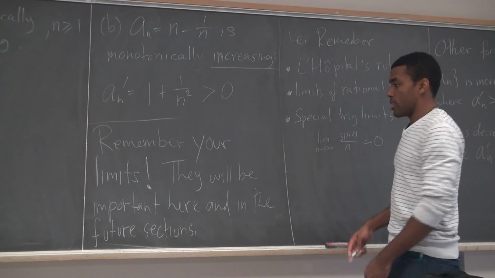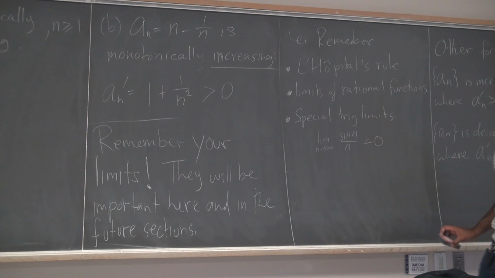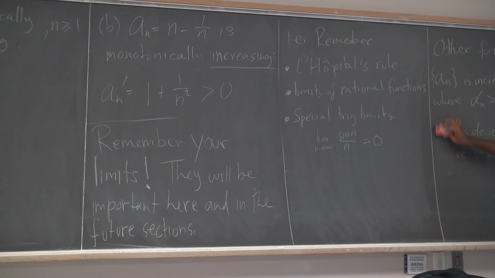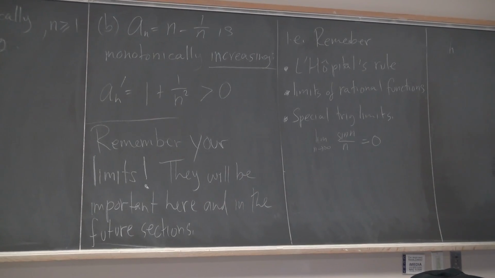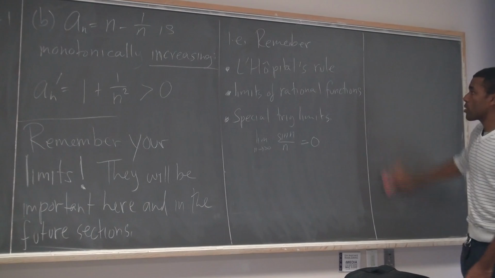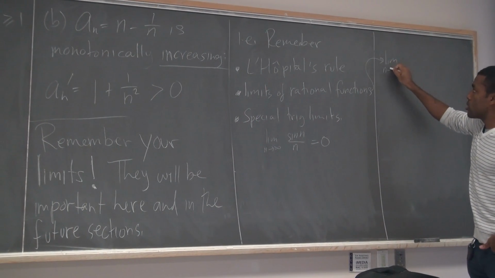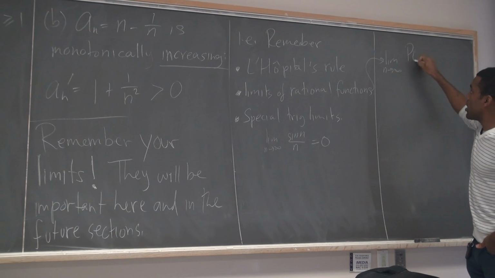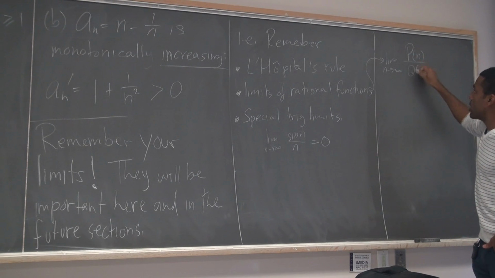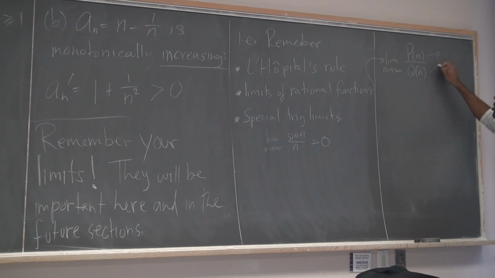What about limits of rational functions? How do those work? Tell me the quick rules as we're going to infinity or negative infinity. So I'm looking at the limit as n goes to infinity of something like p of n over q of n, where these are polynomials. What are the rules? What are the possible outcomes here?